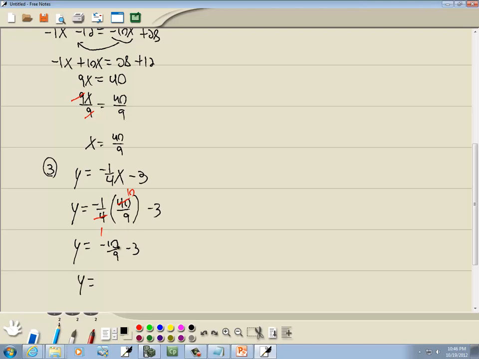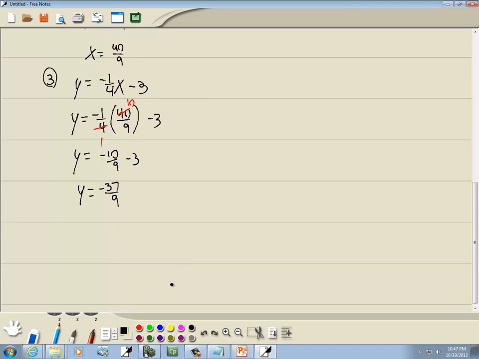Now this is a mixed number. So we can take the negative 3 times a 9 gives us negative 27, plus the negative 10 gives us negative 37 over 9. Again, I multiplied negative 3 times 9, gives us negative 27, plus the negative 10 gives us negative 37. So our answer will be 40 over 9 and negative 37 over 9.